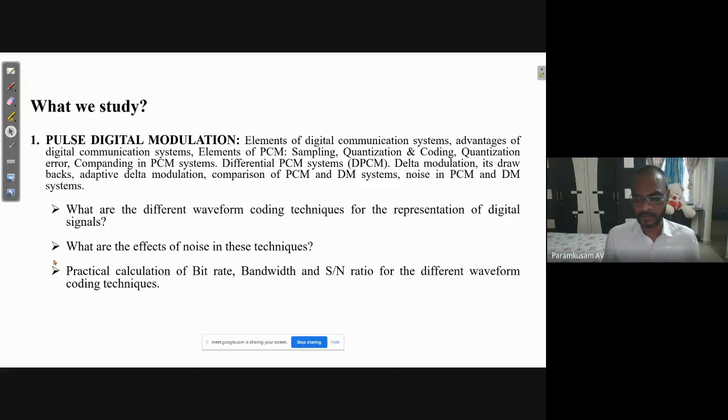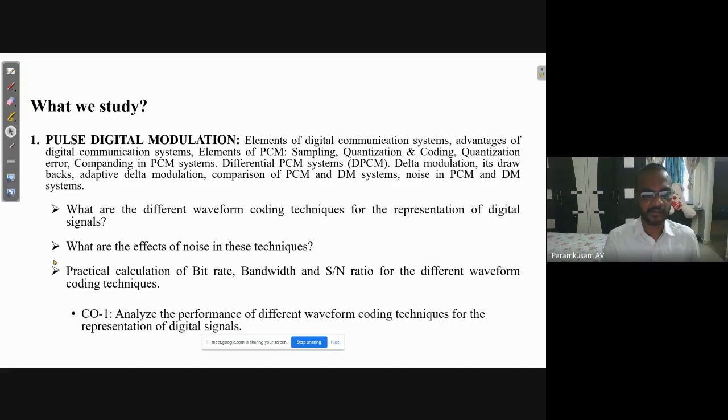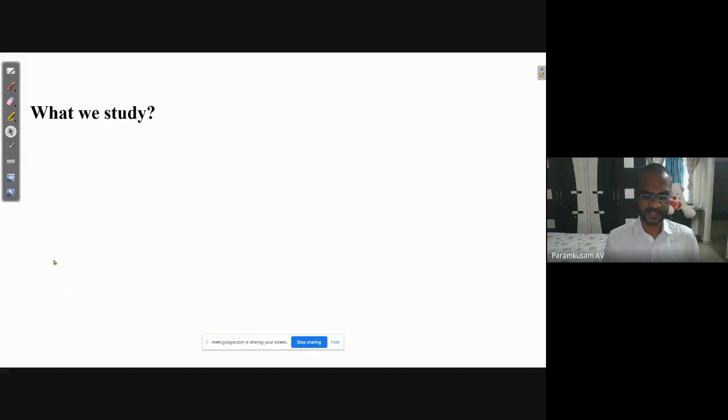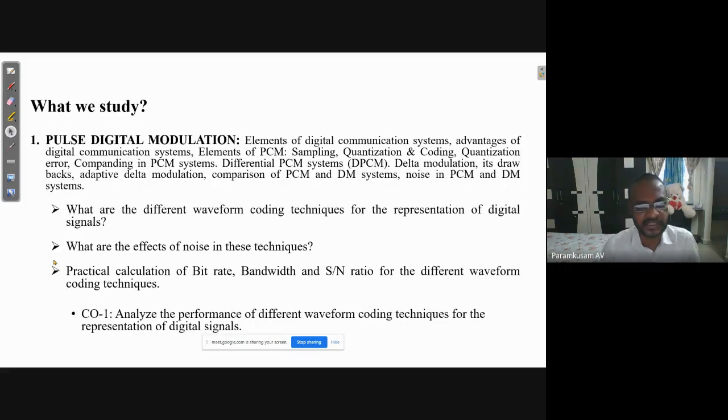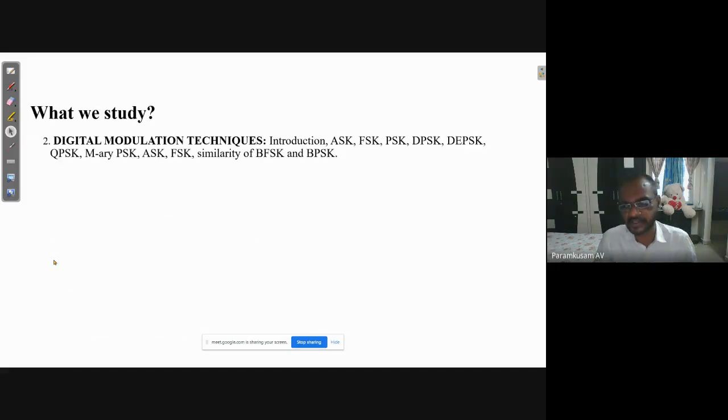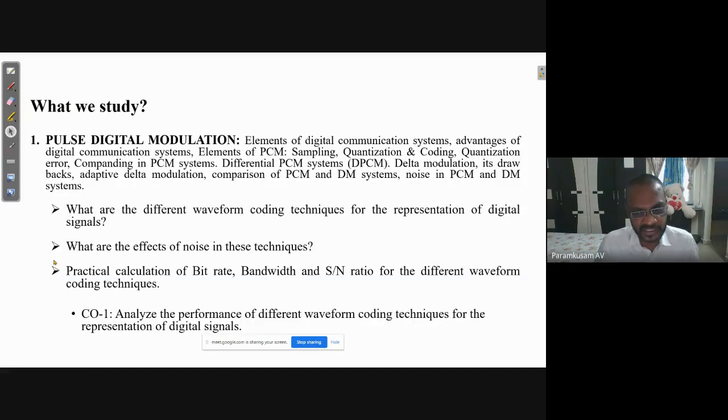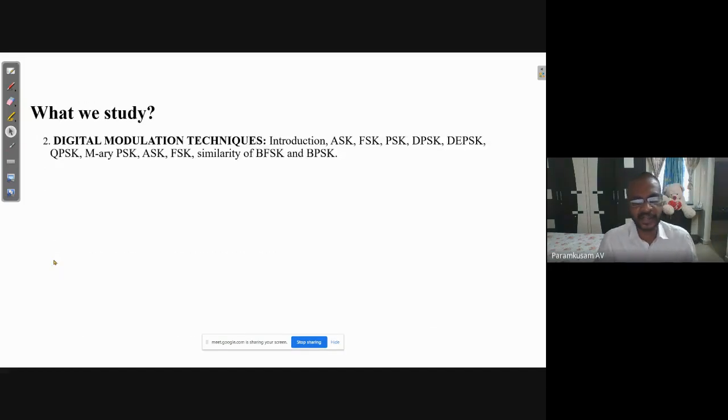Okay. Next, coming to the second unit. What is the course outcome? One, you are in a position to analyze the performance of different waveform coding techniques for the representation of digital signals. Next, second unit, digital modulation techniques. Now, what is the difference between the first unit and the second unit? That is pulse digital modulation. This is digital modulation techniques. You don't confuse, both are modulation techniques.